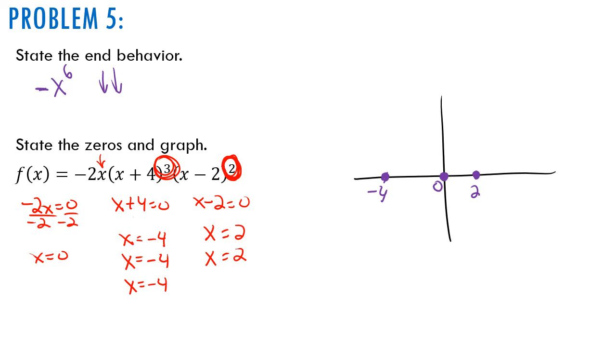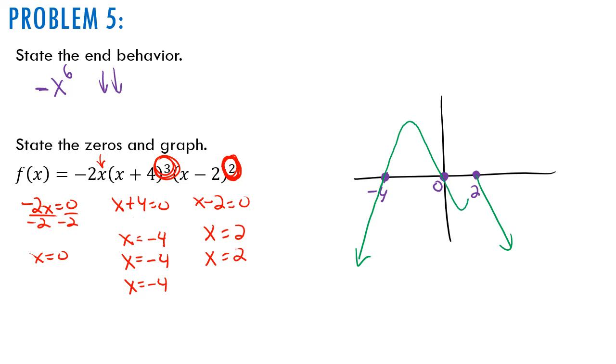Now my end behavior is down and down, so left side should go down, right side should go down. Now negative 4 showed up an odd amount of times, so I'm just going to draw a line straight through negative 4. So you can see I'm going straight through negative 4. I'm going to have to curve back around to hit the 0. And 0 only showed up 1 time, so I'm going to draw my line through 0.